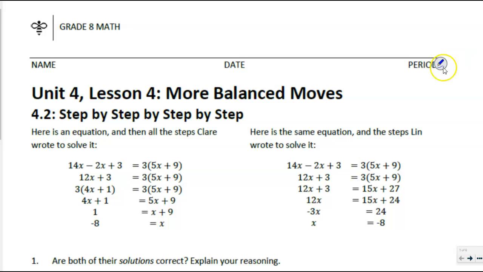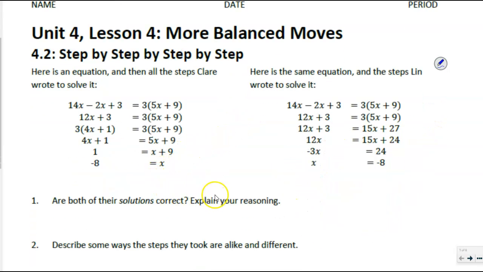To get started we have an equation, and we can see that two students have solved the equation. They've solved it in different ways. The equation is 14x minus 2x plus 3, which is equal to 3 groups of 5x plus 9. These are the steps that Claire took to solve it, and these are the steps that Lynn took to solve it. We're wondering, are both of their solutions correct?